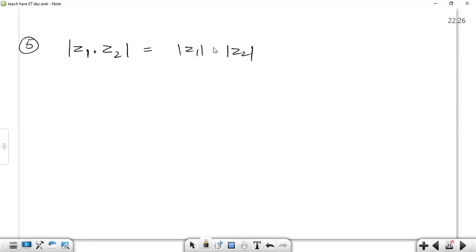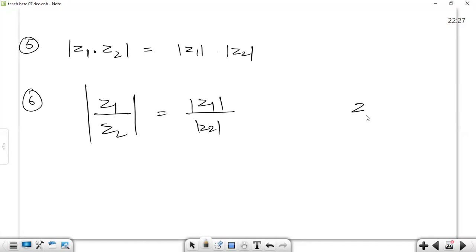So the fifth property is very simple, that the modulus of z1 z2 is equal to the modulus of z1 into the modulus of z2, where z1 and z2 are complex numbers, and it's the same for division also. It's just that we have to make sure that z2 is not 0. Clear? Any doubts? No doubt, sir.